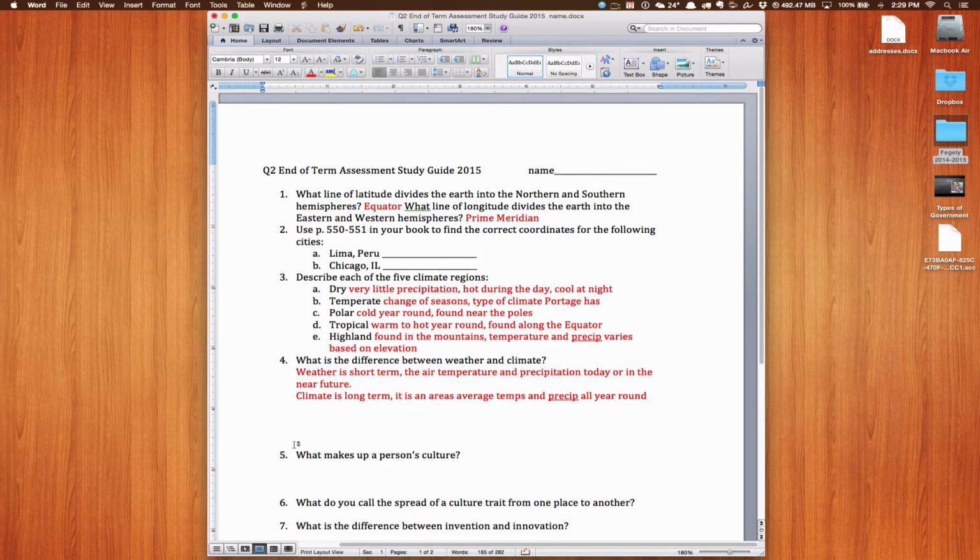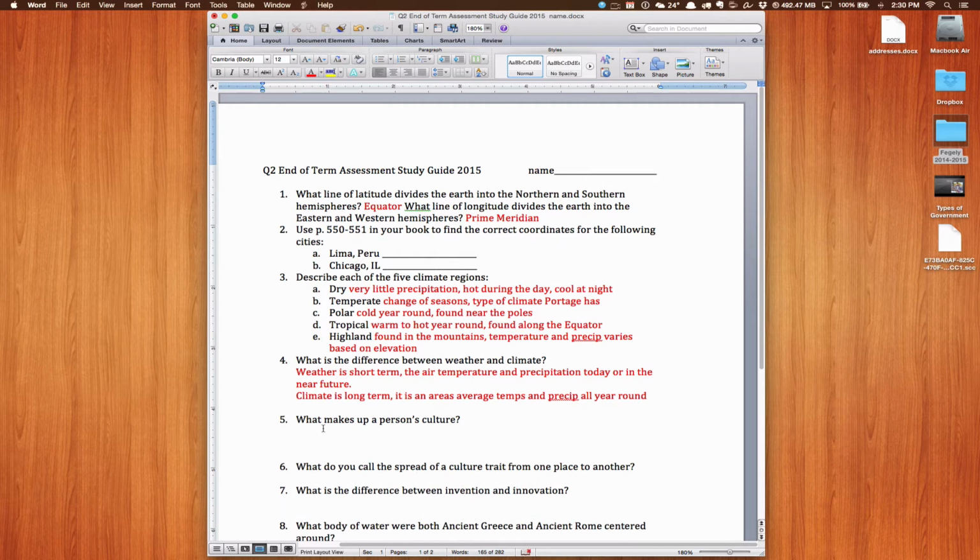Okay, moving to culture. What makes up a person's culture? Culture is all that stuff that makes you the person that you are. Lots of things go into culture, but your beliefs, values, traditions, religious beliefs, the music you listen to, hobbies that you have, interests. If you're a sports fan or follow a particular sports team, that would be an example of your culture.